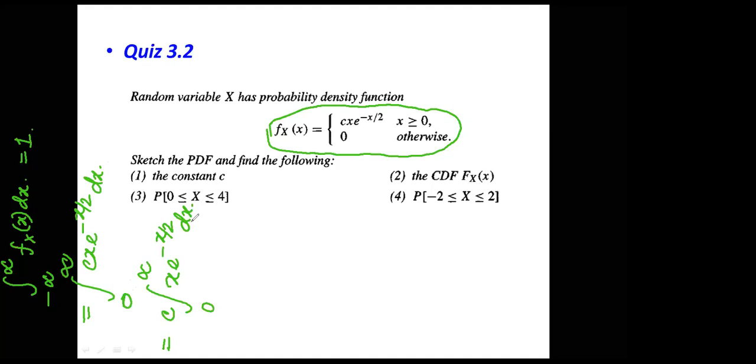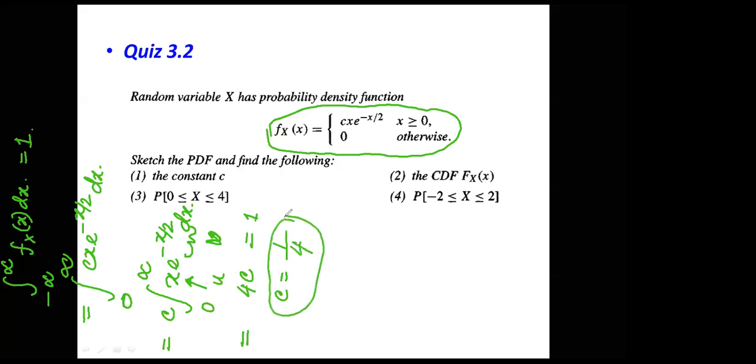This looks like the uv formula, isn't it? Yes, sir. Use the integration, find the result, and you will find it equals 4c. So 4c equals 1, and c equals 1 by 4. So this c value can be calculated from this equation.